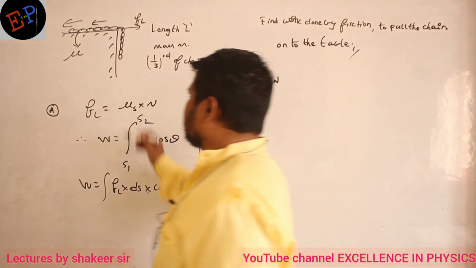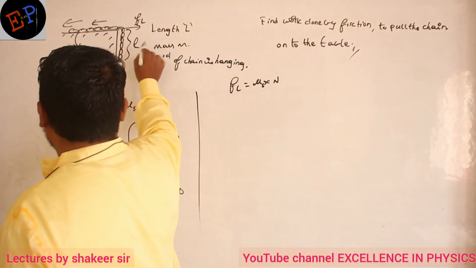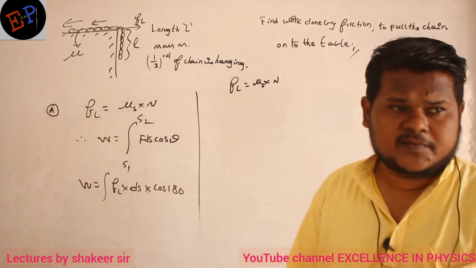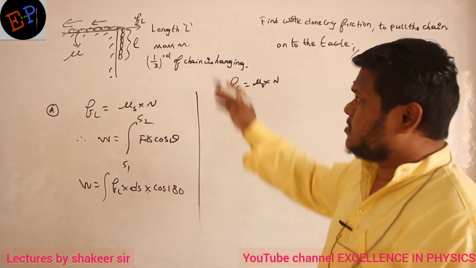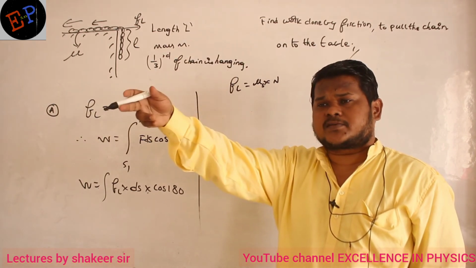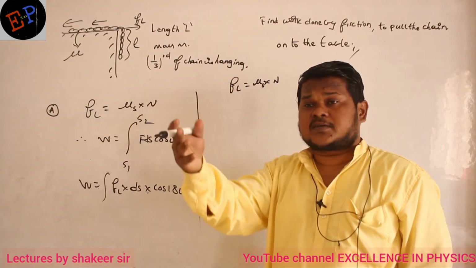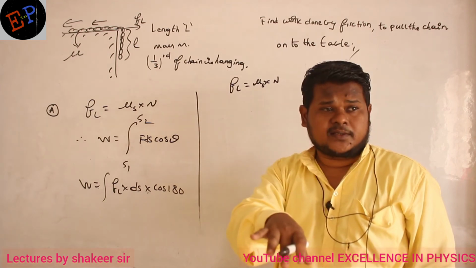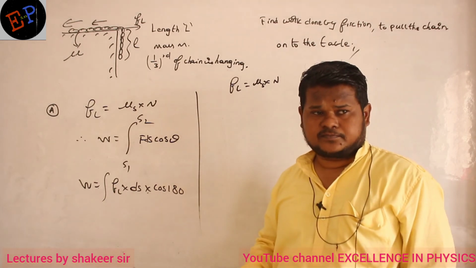So let us do one thing. Let the length of the hanging part of the chain be small l. Then what is the remaining part of the chain which is present on the table? Capital L minus small l. So because of that capital L minus small l only, the normal reaction will be acting. Are you able to understand?